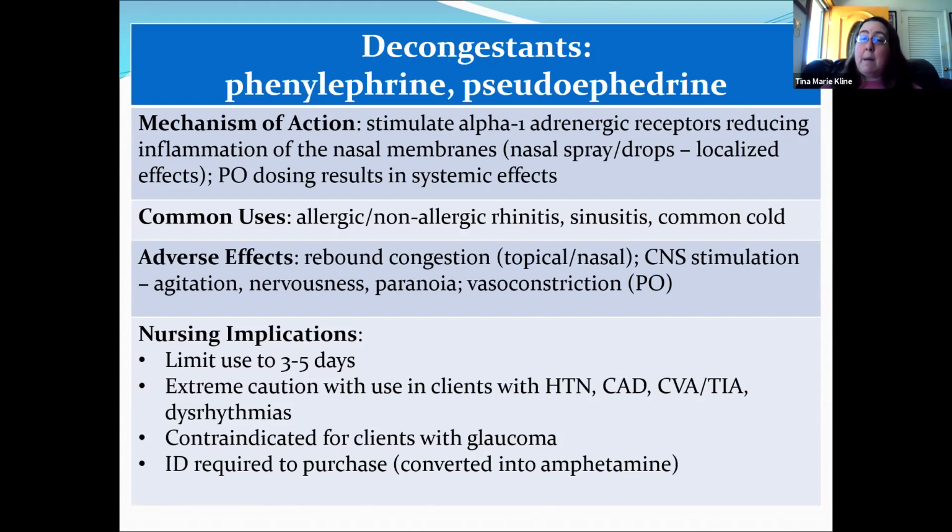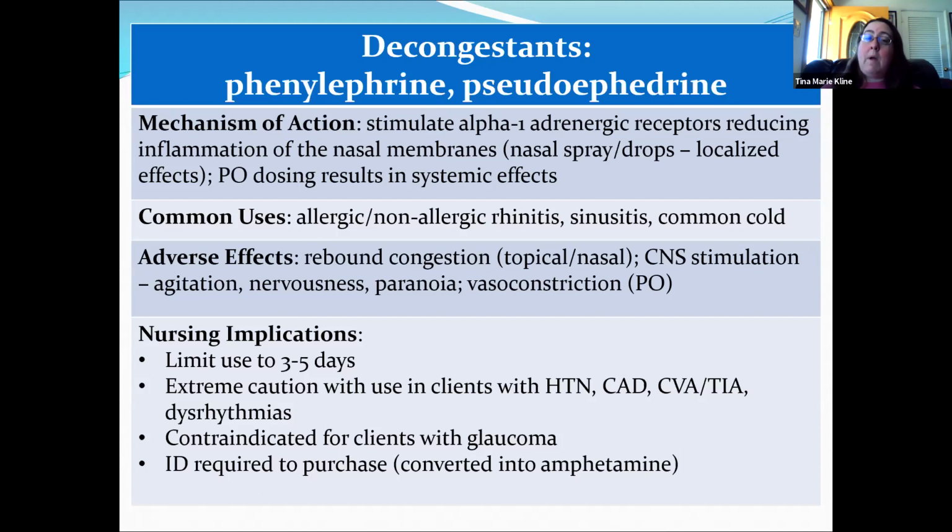Again, for that systemic effect, if you're taking the PO, we do worry about that vasoconstriction, so that can raise blood pressure. Well, it will raise blood pressure, but we get more concerned in patients with pre-existing hypertension or pre-existing coronary artery disease, or they've had a stroke in the past. We also worry about patients with glaucoma, because that raise in pressure is also going to raise eye pressure as well.